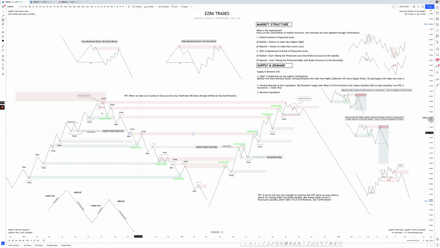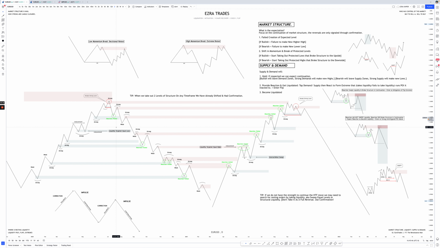So now we're going to go over this level, and we're going to talk about strong levels and weak levels, right? So a strong level is anything that is responsible for breaking structure to the upside. When we are bullish, demand is strong and supply or the highs are weak, right? When we are bearish, the lows are going to be weak and the highs are going to be strong. And the reason why is because to move price from high to low, we have to continue to make progress to the downside.